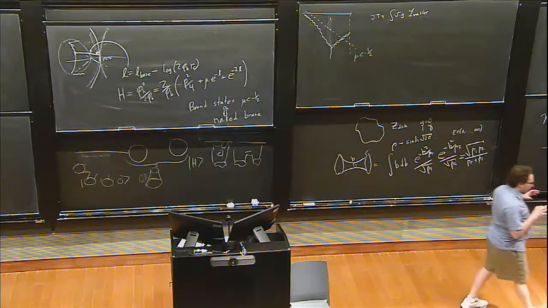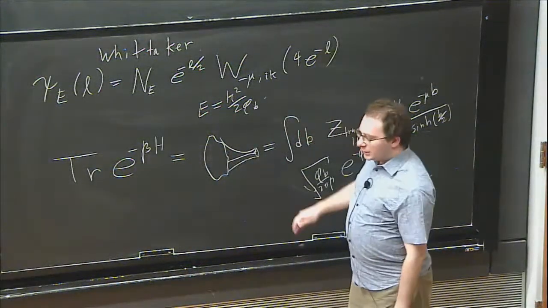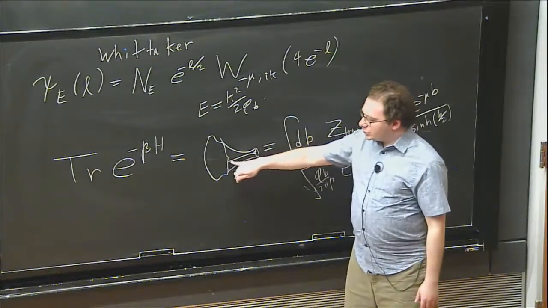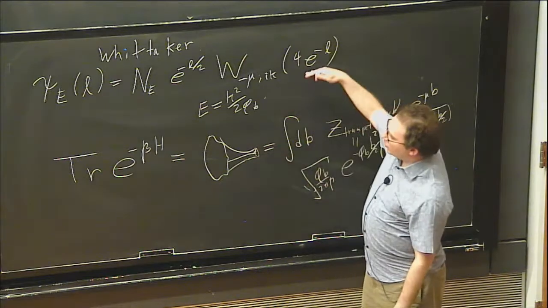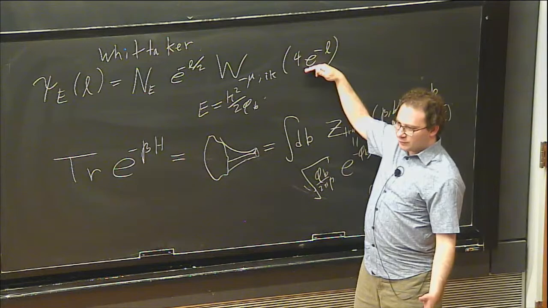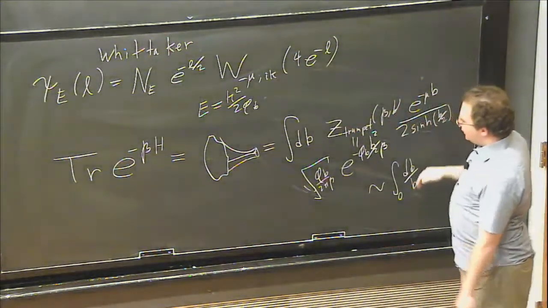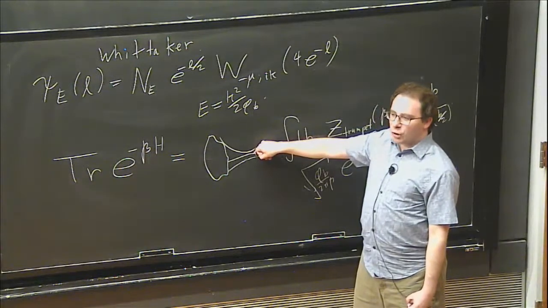Well, from one point of view, it's an IR divergence because it came from the regime where this length is very long. The length of the slice is very long. That's why this quantum mechanics had a continuous spectrum, because the potential is not bound as L goes to infinity. On the other hand, you can also think about it as a divergence that comes because b is very small.